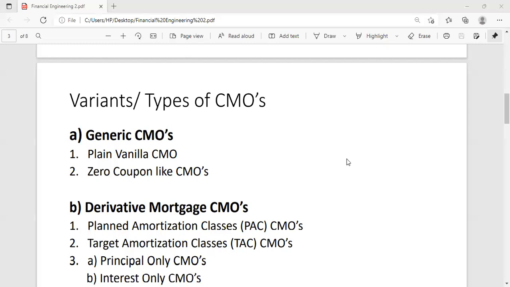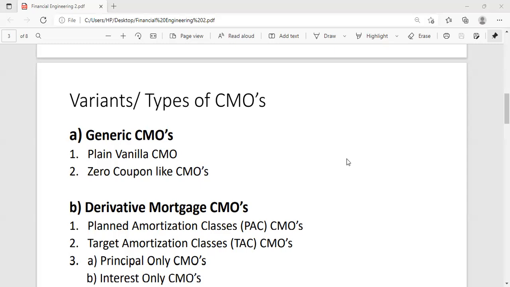Anyway, as I said, I was discussing the residual part of the zero coupon like CMOs, and how the residuals are created, and what the consequences are, and the ways and reasons why investment banks, or the issuer, sometimes sell the residuals to potential investors, just to reduce the uncertainty associated with the residuals.